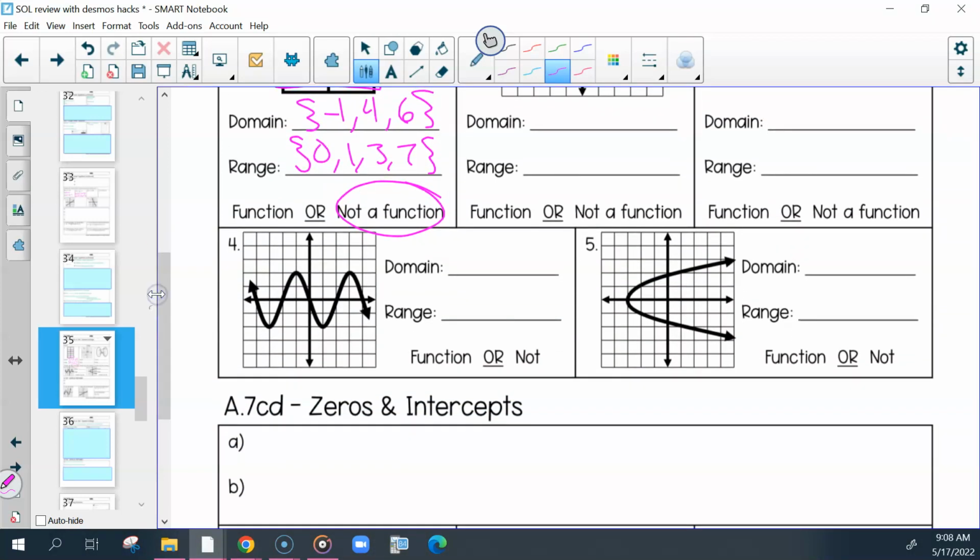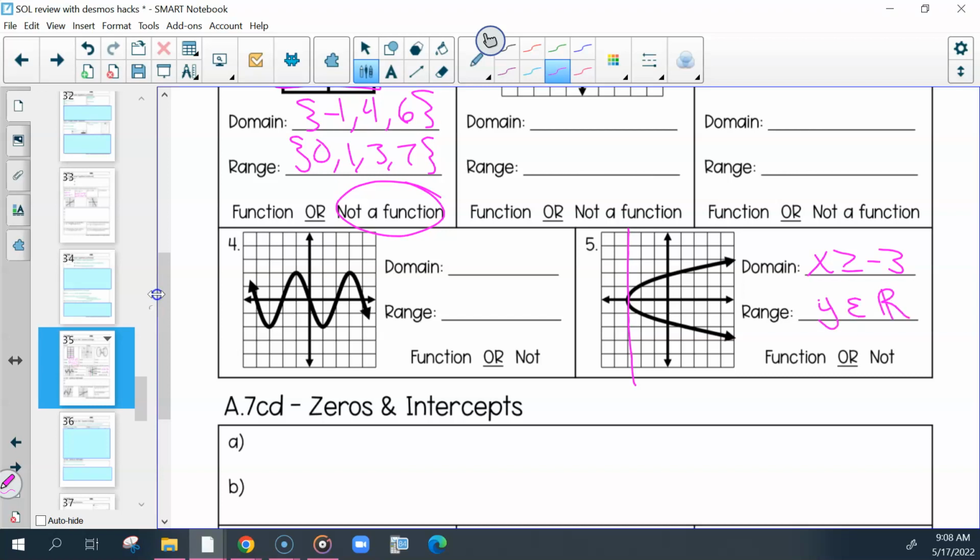For number 5, our domain of this, we're looking left to right. So where does this start? Where does this end? It doesn't end. So this would be everything greater than or equal to -3. And remember that most of these are going to be in set builder notation, not interval notation. Our range, where does this start? Where does this end? It's all real numbers. It does not stop and end. So that would be your y, your e, your r.